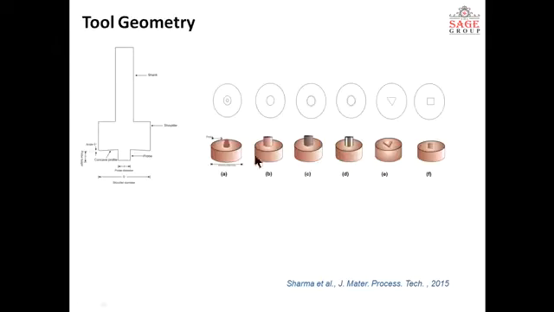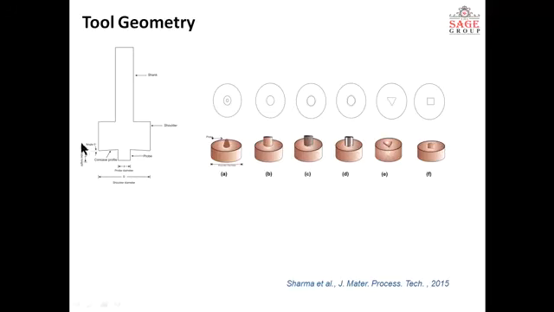These are the tool geometries. You can see a threaded one, a triangular one, a square one, a plain cylindrical one, and a conical one. So there are a lot of tool geometries, and there are many more. We are discussing a few which are mostly used. Square and triangular ones are mostly used. Threaded one, and this is a fluted one, which is also used.